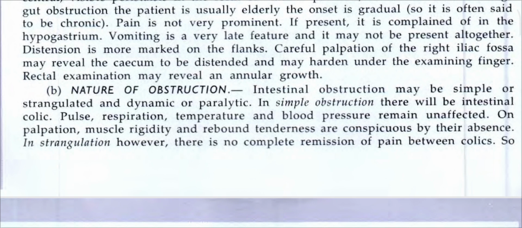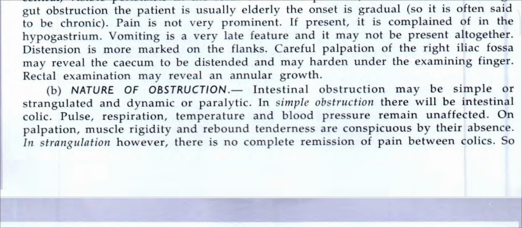Nature of the obstruction: intestinal obstruction may be simple or strangulated, and dynamic or paralytic. In simple obstruction, there will be intestinal colic. Pulse, respiration, temperature, and blood pressure remain unaffected. On palpation, muscle rigidity and rebound tenderness are conspicuous by their absence.